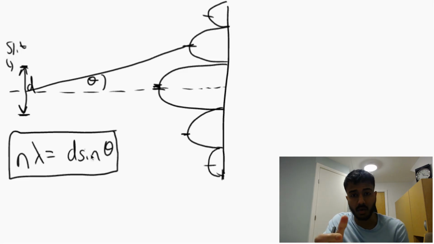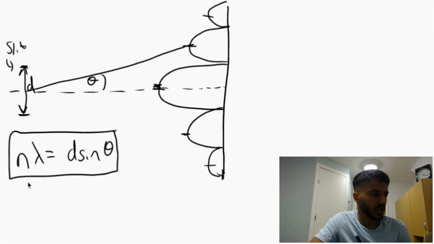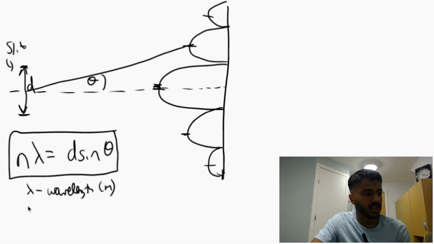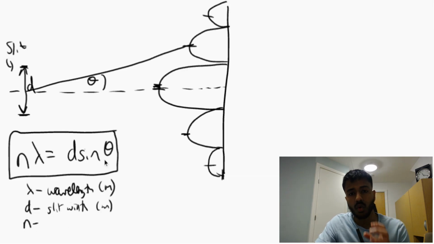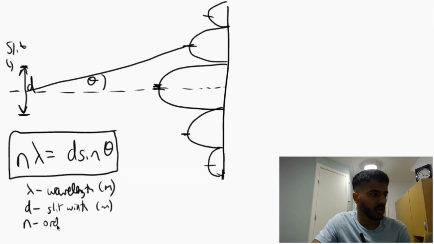Now this is a very important formula. Lambda is your wavelength in meters. d is your slit width in meters, and n is the order of maxima. I'll explain what that means in a minute. And you know that theta is just this angle shown there.